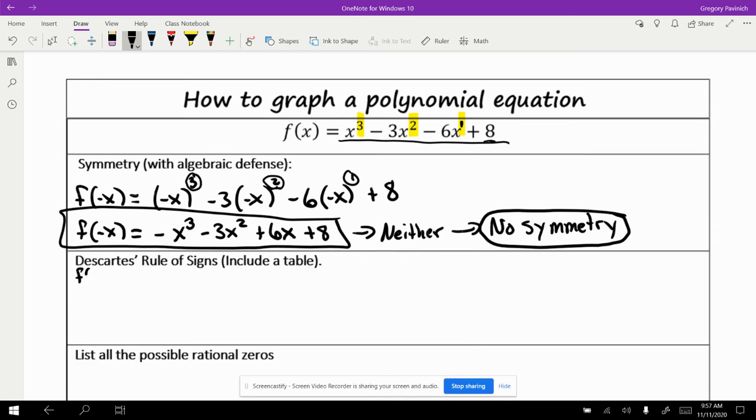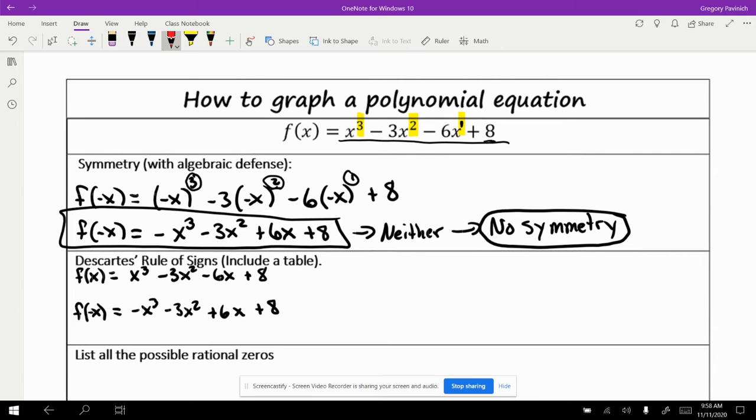It says I can talk about my function's x-intercepts or all their roots by looking at the original polynomial and the polynomial where I plug the negative x in, which I already have up here. It's the same thing that I would do if I'm testing for symmetry. Okay, and what we're going to do is look at what the sign changes are between each term.